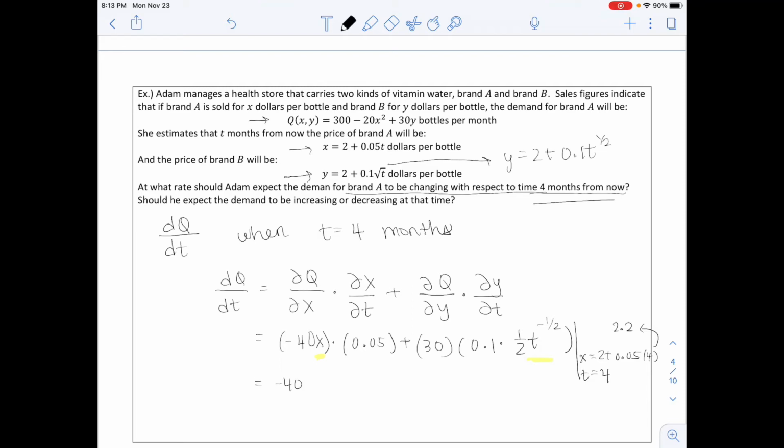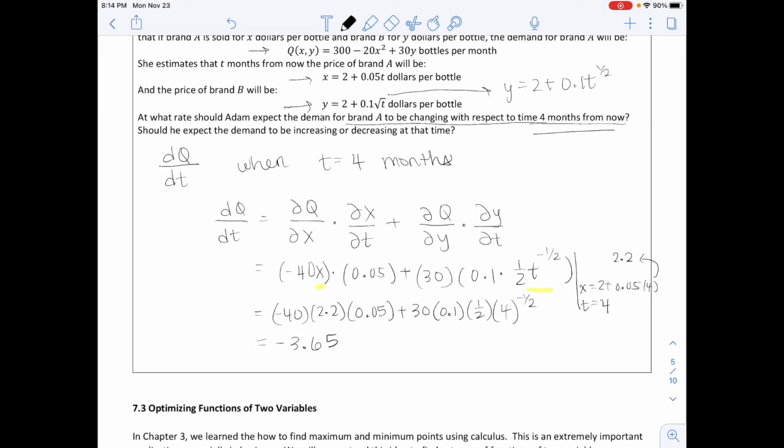So we have negative 40 times x, where x is 2.2, times 0.05, plus 30 times 0.1 times 1/2 times t, and t in this problem is 4 to the negative 1/2 power. So going ahead and substituting all of this in on my calculator and getting an answer, let's round to 2 decimal places. And when we do, we get negative 3.65.